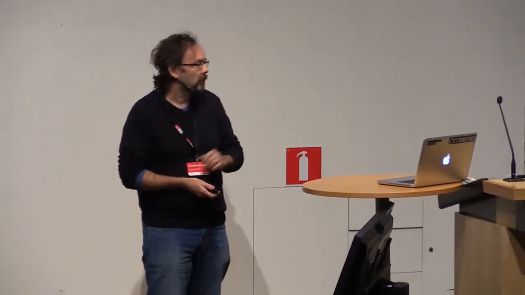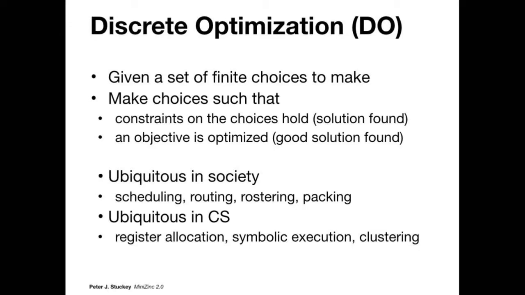And I hope that you just believe me that these things are ubiquitous in society. Discrete optimization problems are things like scheduling or routing, rostering, packing, right? Any kind of human activity, there's some kind of discrete optimization problem going on. And they're also ubiquitous in CS, right? Register allocation is a discrete optimization problem. If you're doing symbolic execution, which we'll see some talks about later, then that's a discrete optimization problem. If you're doing clustering, that's a discrete optimization problem as well.